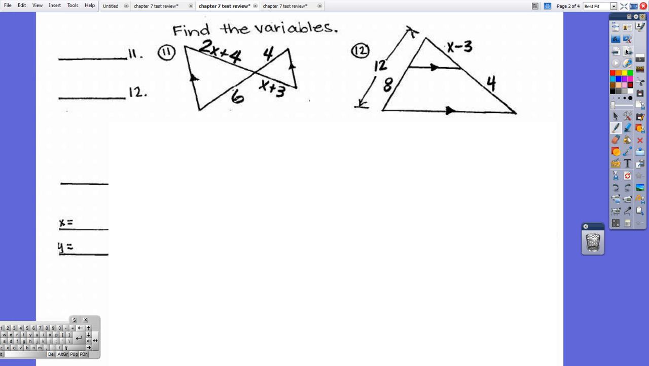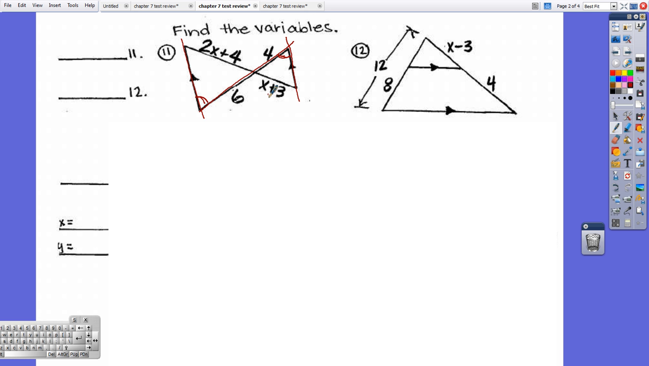And find the variables. Alright, we're going to set these up as proportions. Now, remember, these two lines here are parallel, which makes this a transversal. So this angle is congruent to this angle. If you'll notice, the triangle kind of rotates. Alright, so this is not equal to this one. The 6 is not equal to the x plus 3. It's actually corresponding with the 4.